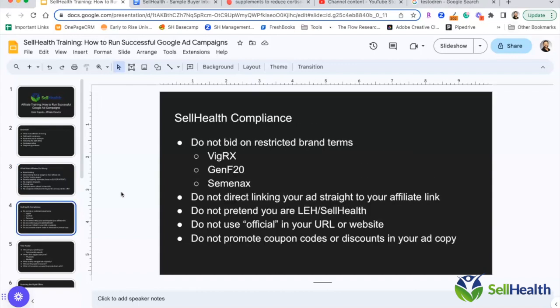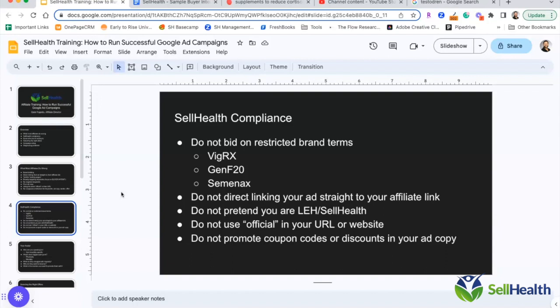So let's talk about Sell Health compliance. From a high level, don't bid on restricted brand terms. If it were up to me, you wouldn't bid on brand terms at all, because as I told you at the very beginning, bidding on brand does not make you the most money. You'll make some money for some period of time, but long-term it does not work as a strategy. Don't bid on restricted brand terms, specifically VigRx, GenF20, and Semenax.